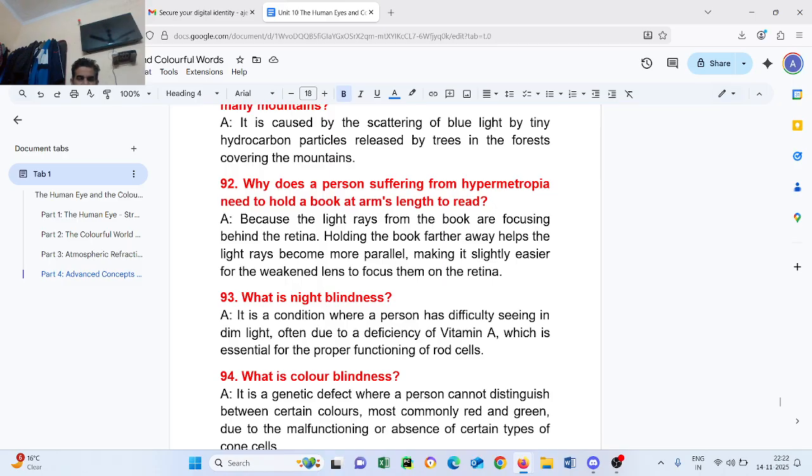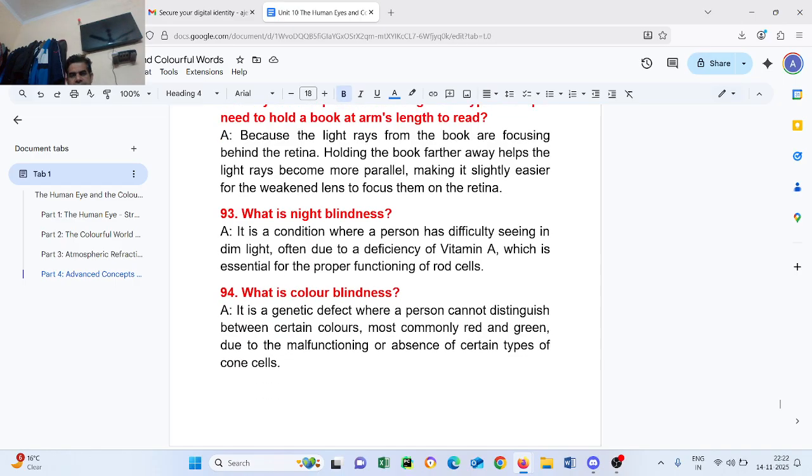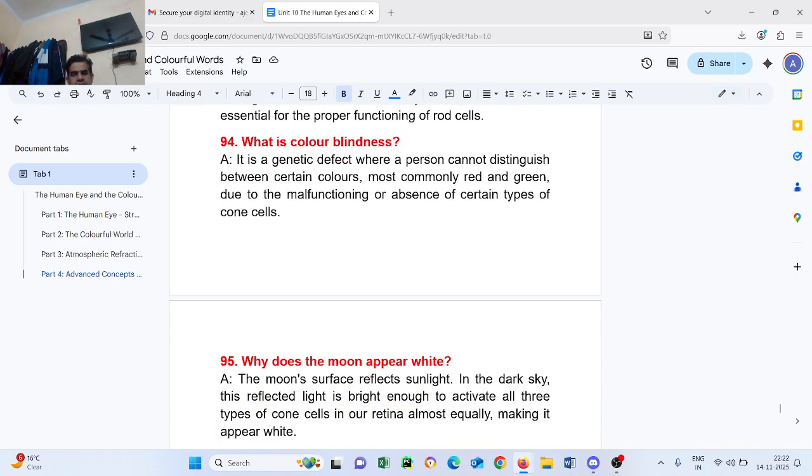Question number 94. What is color blindness? It is a genetic defect where a person cannot distinguish between certain colors, most commonly red and green, due to the malfunctioning or absence of a certain type of cone cell.